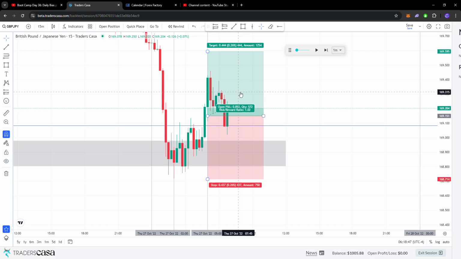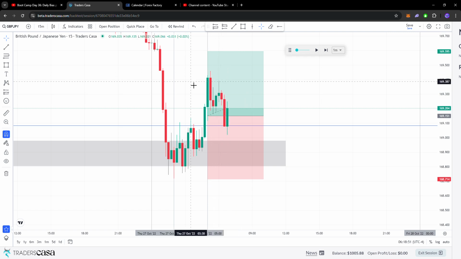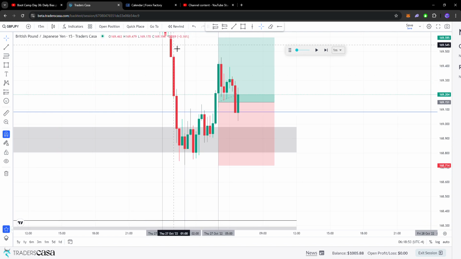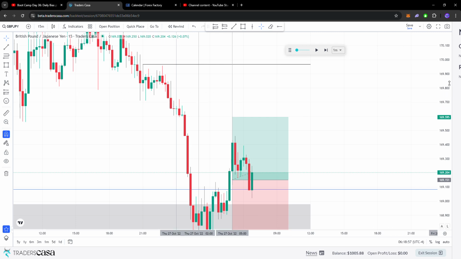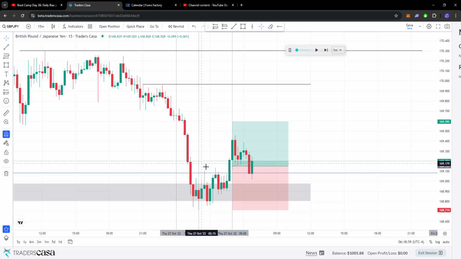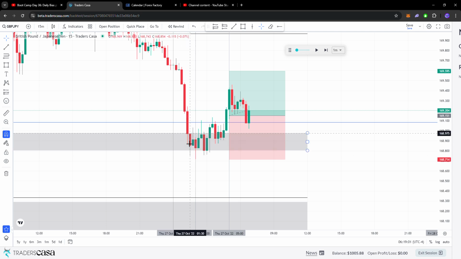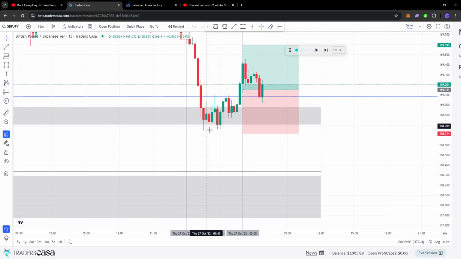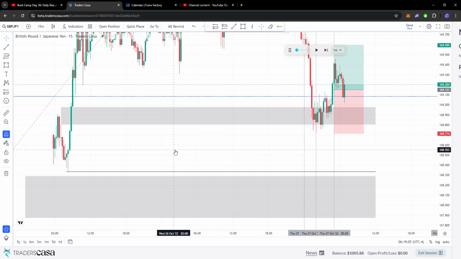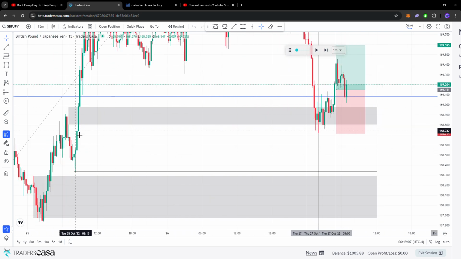Yeah, where was I anyway? What did I say? Yeah, before London session, so before 2, it dropped down into the hourly fair value gap, which is in the discount, was chopping it up. There's also this 15 minute fair value gap that overlaps with the 1 hour and the discount.